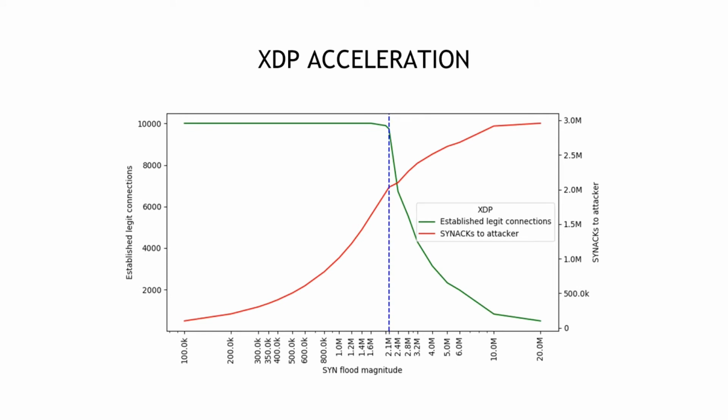Adding an XDP program to the pipeline changes things dramatically. Not only can this solution send back about 7 times more SYN ACK packets, but it also shifts the dashed line to 2.1 million packets per second, which means that the reliable service remains up until 2.1 million packets per second of flood.